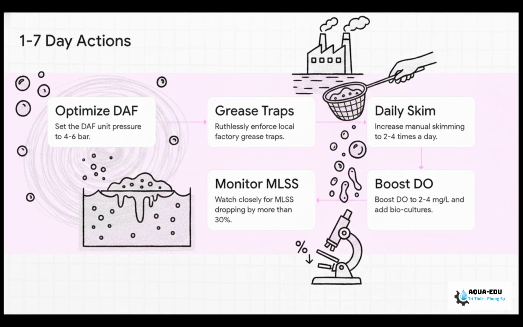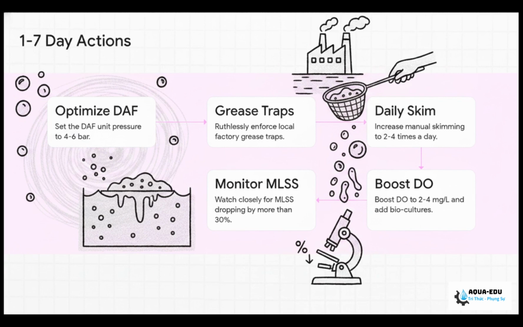Step 1. Optimize that DAF unit right at 4 to 6 bar. Step 2. March down to those factories and ruthlessly enforce their local grease traps. Step 3. Ramp up your skimming to 2 to 4 times a day. Step 4. In the aeration basin, boost your dissolved oxygen to 2 to 4 milligrams per liter to help oxidize that dissolved grease, and dose some hydrocarbon-degrading biocultures.